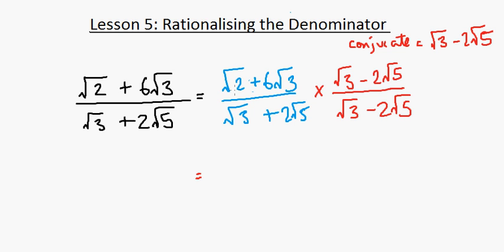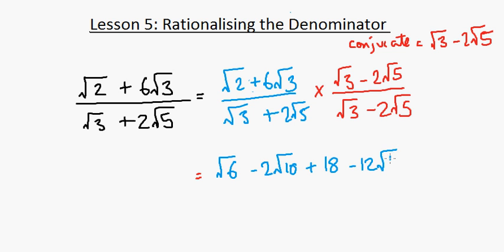So root 2 times root 3 is root 6. Root 2 times minus 2 root 5, which is minus 2 root 10, and then you have 6 root 3 times root 3. So root 3 times root 3 is 3, then 6 times 3 is 18, and then you have 6 times minus 2, which is minus 12. So why did I put a plus there?